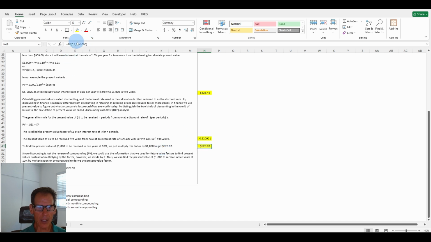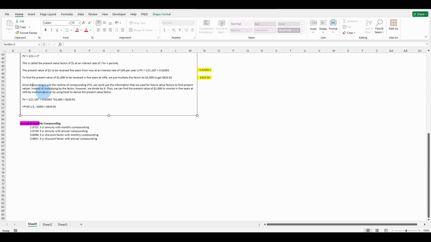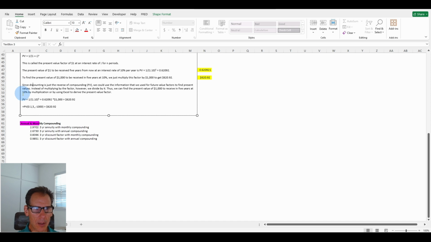How many times have I said we have that factor? Well, there's the factor, but Excel does it for us automatically. Since discounting is just the reverse of compounding, we could use the information that we use for future value factors to find present values. Instead of multiplying by the factor, however, we divide by it. Thus, we can find the present value of $1,000 to receive in 5 years at 10% by multiplication or by using Excel to derive the present value factor.